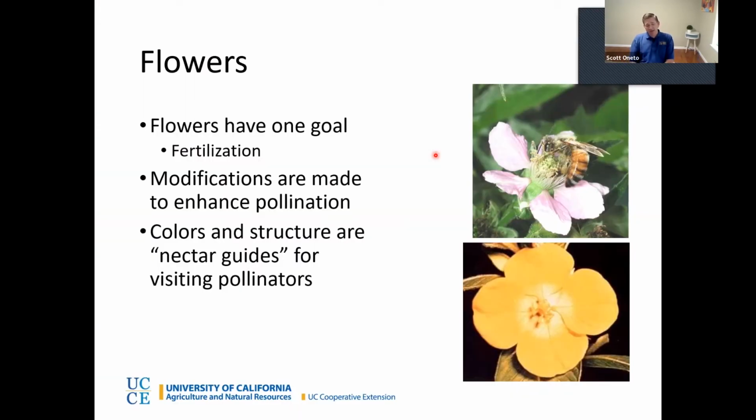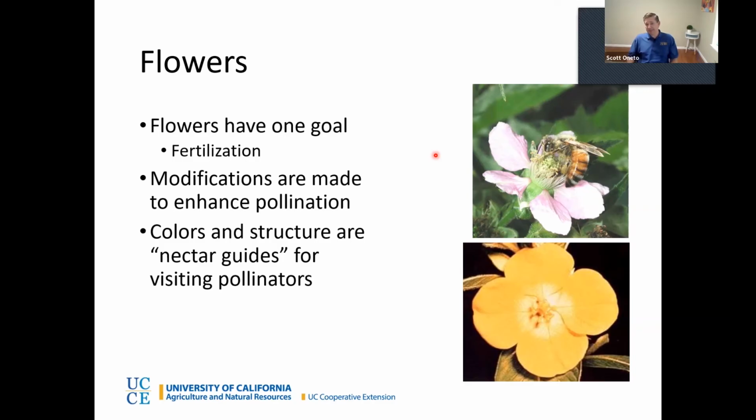So if we talk about flowers and what their goal is, of course, probably the main overarching goal is that the plant wants to undergo fertilization. It wants to have plant sex. It wants to undergo fertilization so it can form a fruit, form a seed, and carry on its genetic material to the next generation. And of course, plants and flowers do that through many different ways.